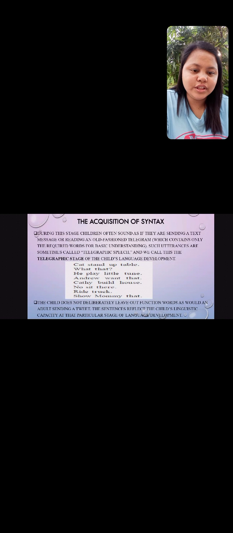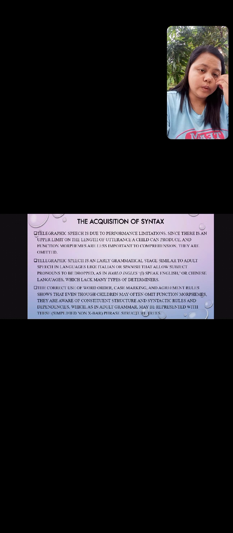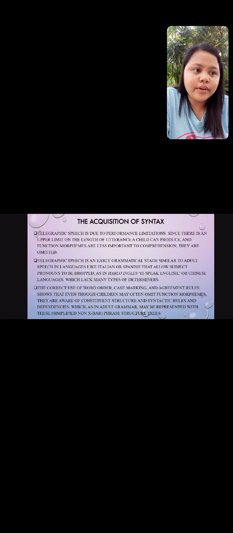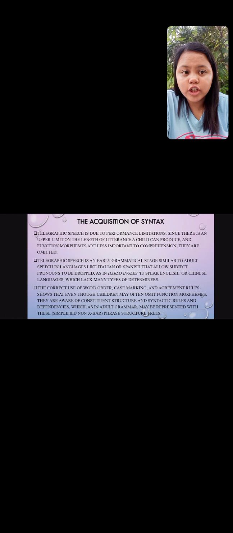The child does not deliberately leave out function words, as would an adult sending a tweet. The sentences reflect the child's linguistic capacity at the particular stage of language development. Telegraphic speech is due to performance limitations, since there is an upper limit on the length of utterance a child can produce. And function morphemes are less important to comprehension, so they are omitted.